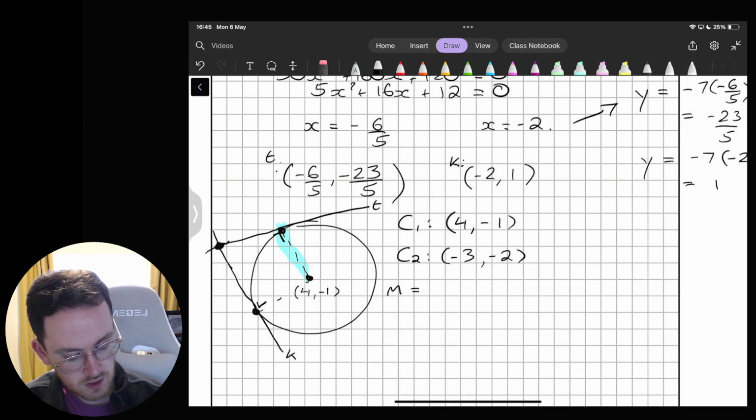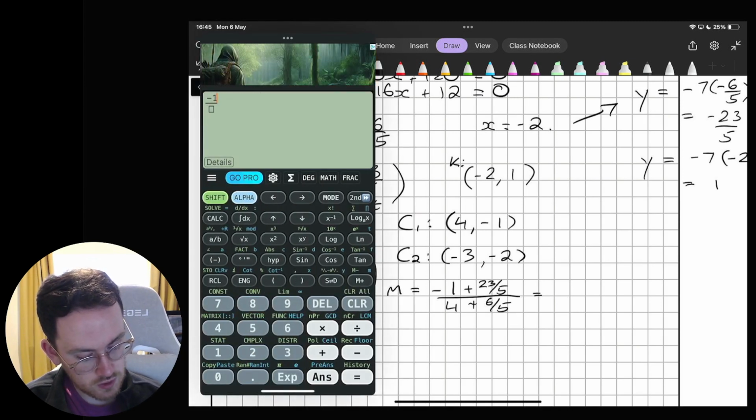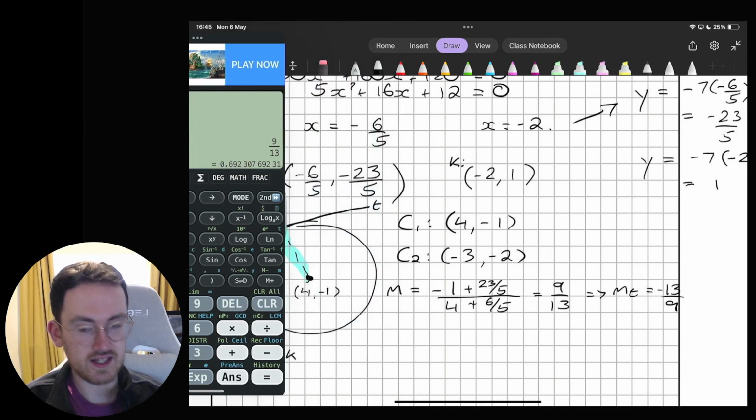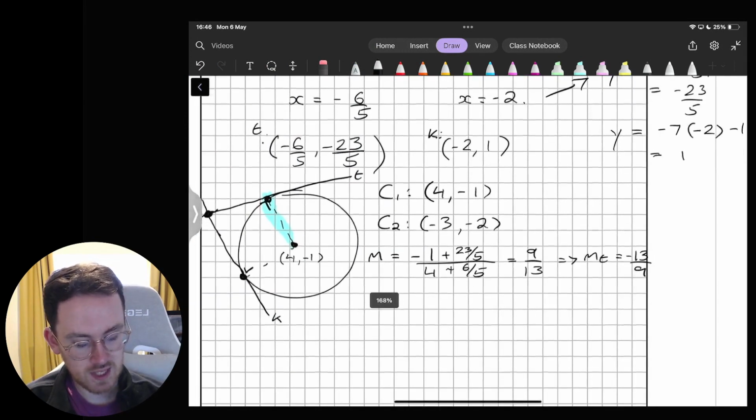So finding the slope here is going to be minus 1 plus 23 over 5, and y2 minus y1 over x2 minus x1, because it's negative, it just becomes positive overall. And let's just have a look at that then in my calculator. Minus 1 plus 23 over 5 and 4 plus 6 over 5 gives me 9 over 13, which means the slope of my line T is going to be minus 13 over 9. Okay, so getting my perpendicular slope here, not the nicest slope for us to be working with, but we can kind of make do with that one.